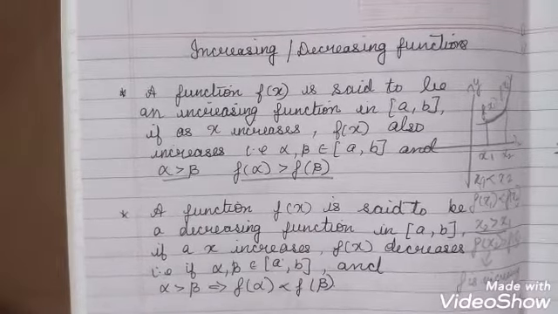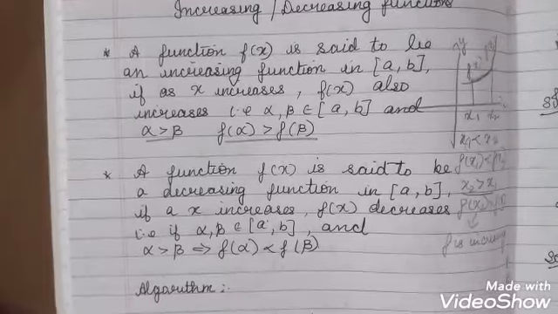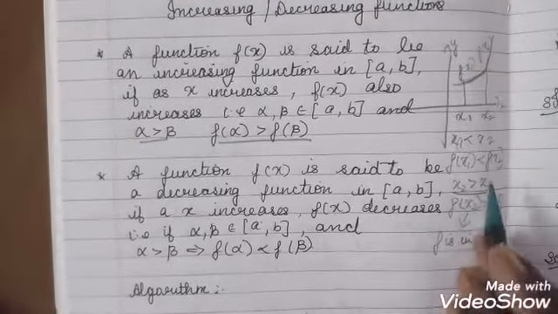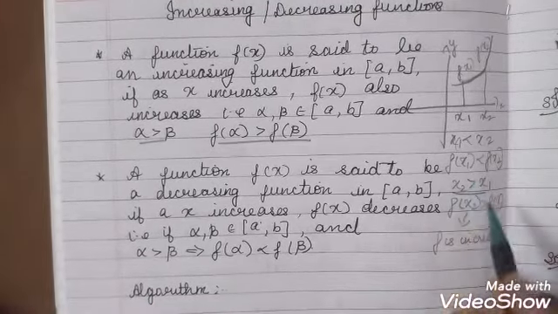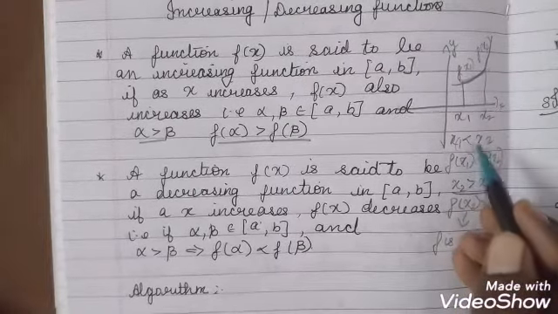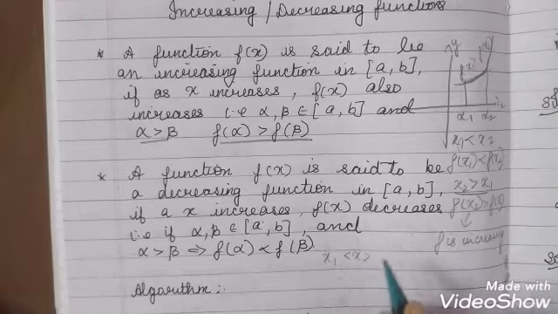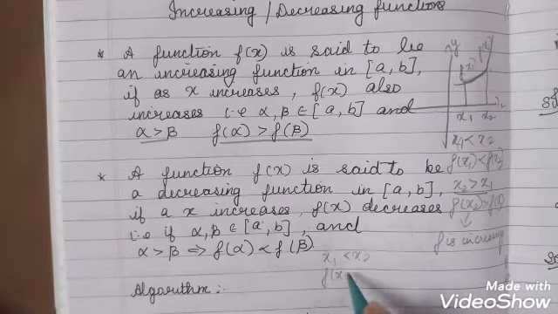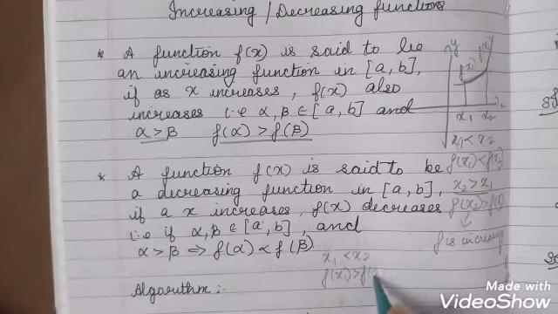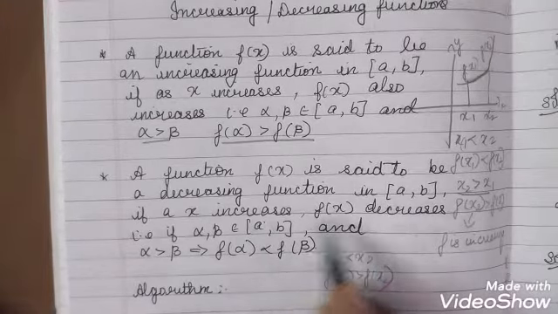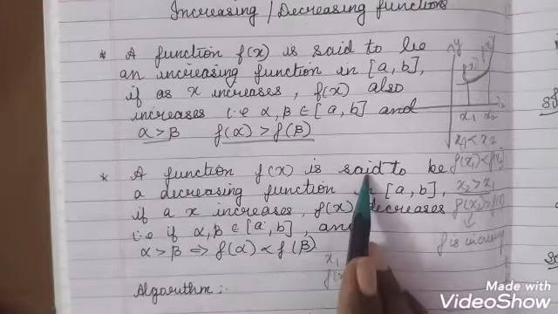Correct? Now a decreasing function is nothing but the other way around, the opposite of it. So what is the opposite? Suppose x1 is less than x2, in that case if f of x1 is greater than f of x2, then you say that f is said to be decreasing. That is what I have written here.